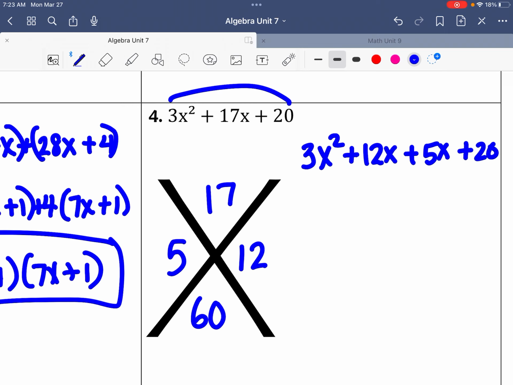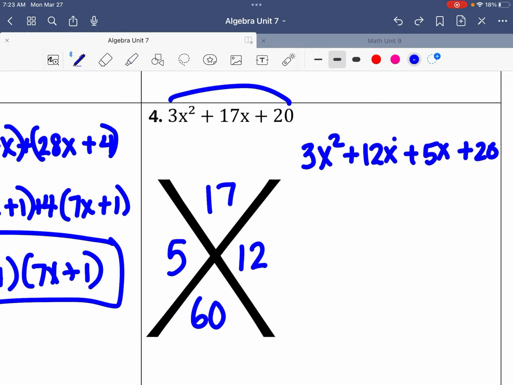Someone asked me if it mattered the order of the two numbers. It does not. It will factor out fine either way. You do not have to put these two numbers in any particular order. I could have put 5x first and 12x second. I put 12x first because I knew that 3 was a factor of 12 and 5 was a factor of 20, but it's not necessary to put them in any particular order.